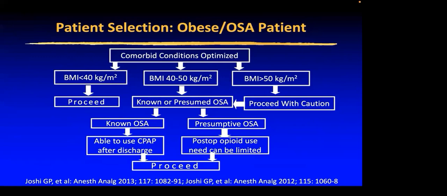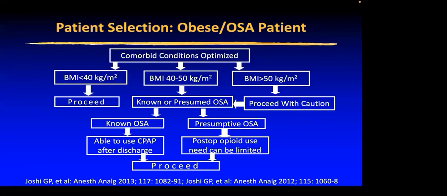For those with known sleep apnea, if the patient is able to use CPAP after discharge, they are suitable for ambulatory surgery. If they are not able to use CPAP after surgery, that patient population is then moved to the presumptive sleep apnea category. In this patient population, one needs to consider the need for opioid use after discharge. Patients requiring significant opioids may not be suitable for ambulatory surgery. Opioid use may be reduced by using an appropriate multimodal anesthesia technique, particularly regional anesthesia.